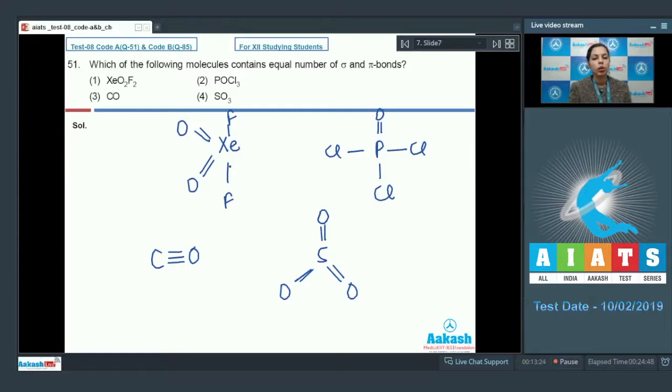rest sigma bonds. 4 sigma bonds are there. It means it does not contain equal number of sigma and pi bonds. Further, in this case also 1 pi bond is there and 4 sigma bonds are present in case of POCl3. Further, in case of CO there are 2 sigma bond and 1 pi bond. In case of SO3 there are 3 sigma bond and 3 pi bond. It means this is that molecule in which equal number of sigma and pi bonds are present. And if you know this, you can easily choose option 4 as the correct one.